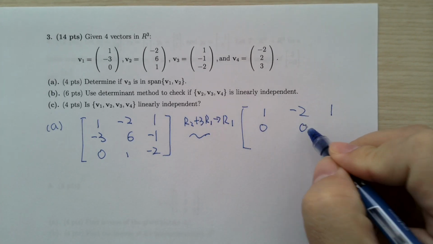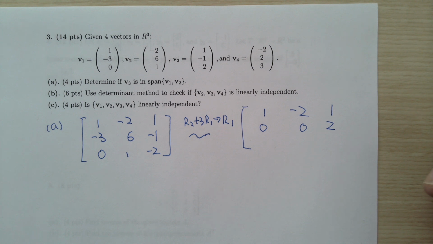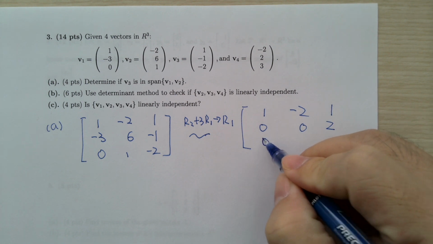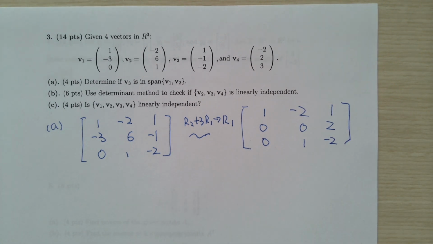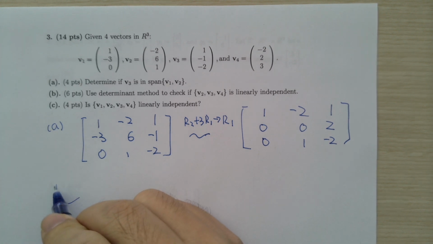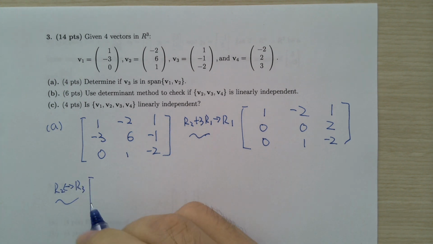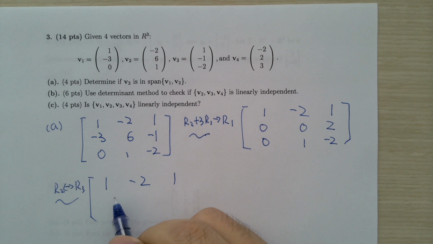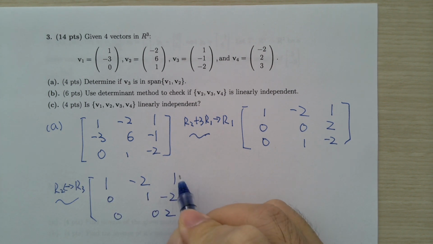So this part is also 0. Okay, great. This part is going to be coming into 2. And we have 0, 1, -2. Okay. So clearly, what you can also do is an interchange, right? So interchange row 2 and row 3. So that you have 1, -2, 1, 0, 1, -2, 0, 0, 2.